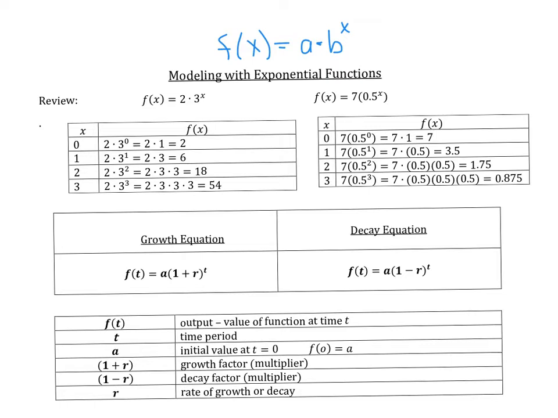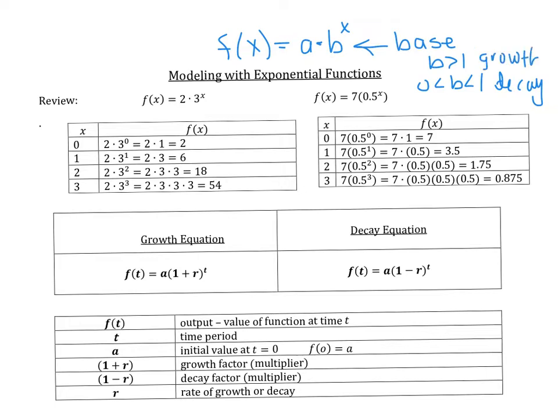So at the top of the page we have an exponential function, f of x equals a times b to the x. You'll remember that b is called your base, and it tells you whether something is growth or decay. If b is greater than 1, you're going to have a growth function. If b is a fraction between 0 and 1, you're going to have a decay function. The a value doesn't really affect whether it's growth or decay.